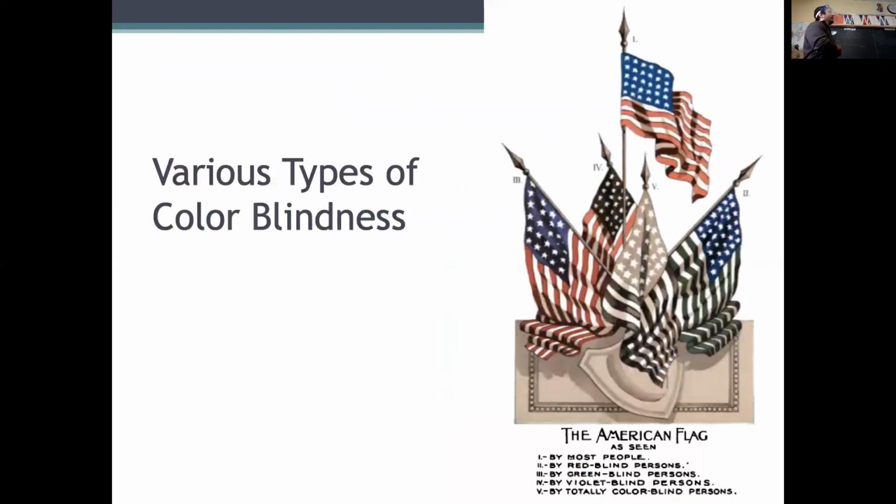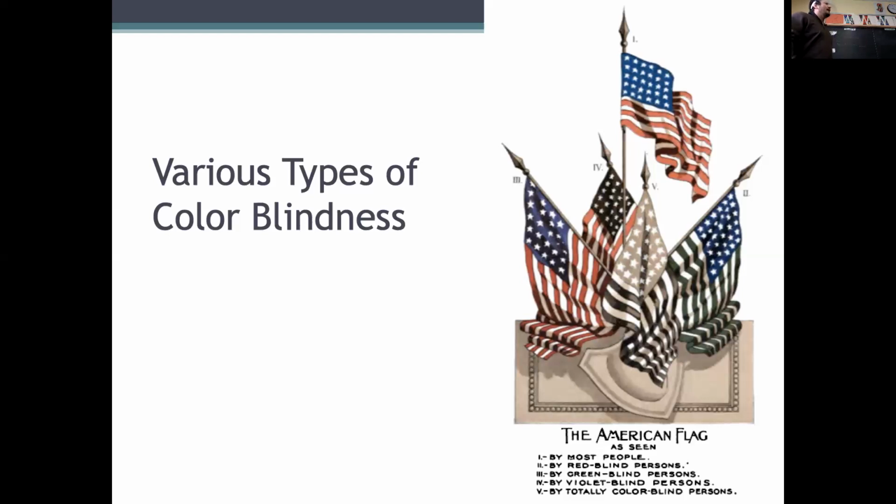Here's another example. These flags show how these people see and perceive the colors. Number one is what we visualize a flag as. Number two, red blind: you can see that the red stripes on the flag look green. Couldn't imagine seeing that. Three, green blind person: that's a little bit darker blue, but for the most part you can see it's an American flag, no problem. Four, violet blind person.